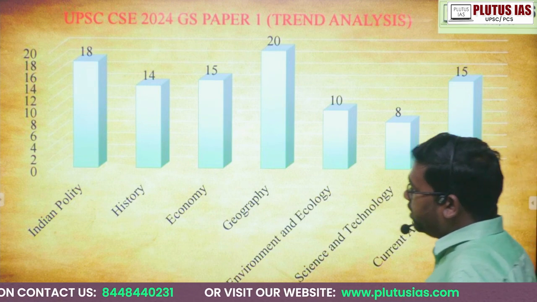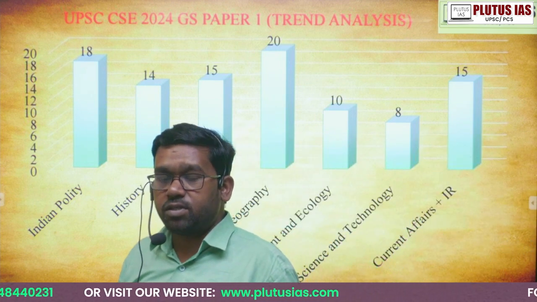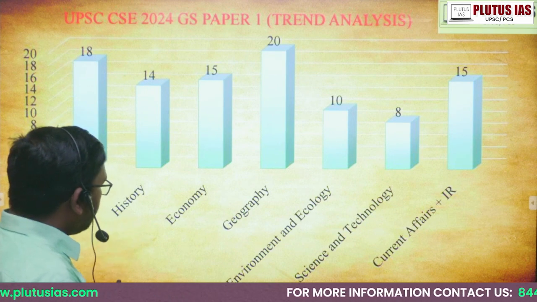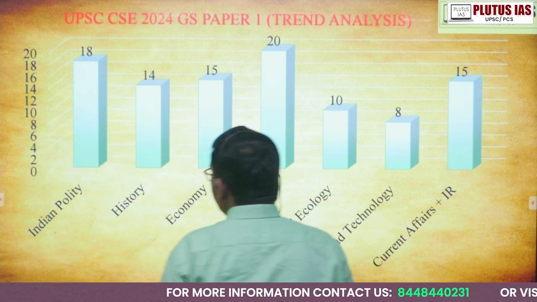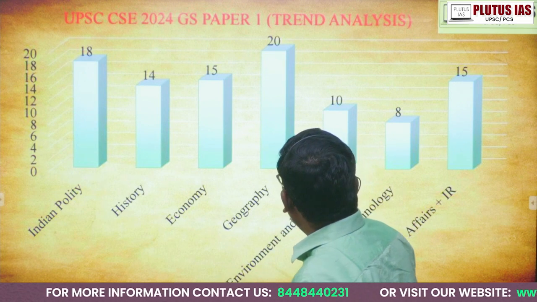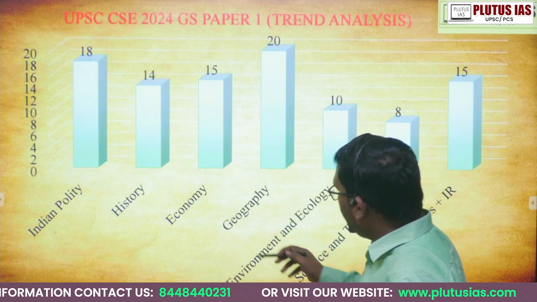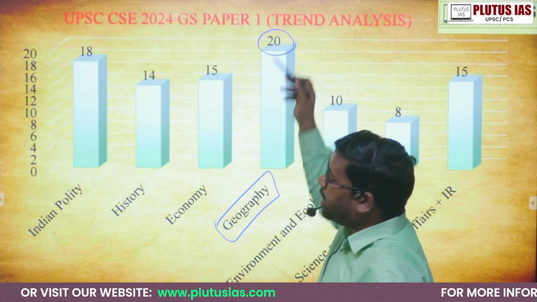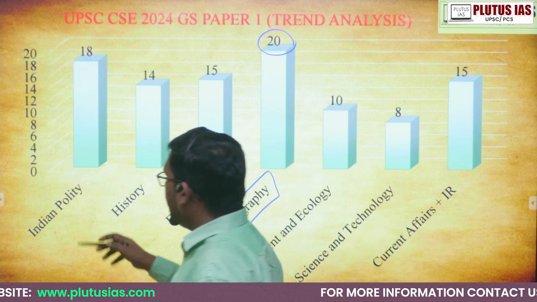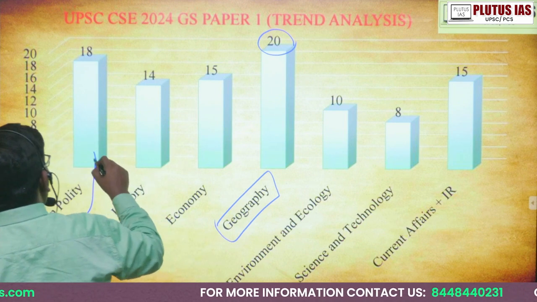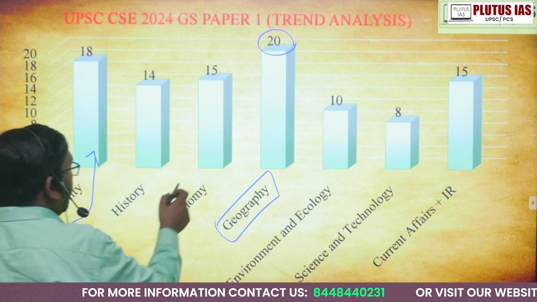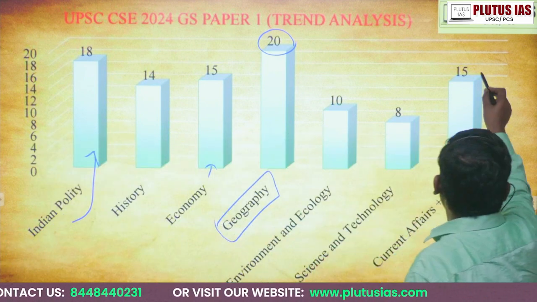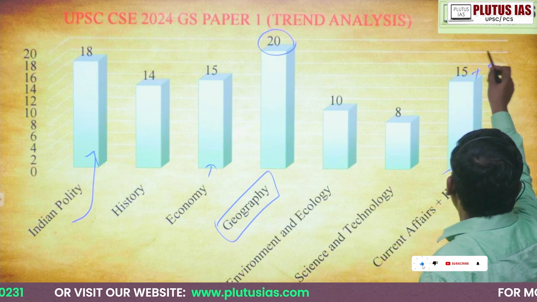You can see this one, this is basically the trend analysis of the questions that were asked yesterday in the UPSC civil service examination GS paper 1. What you are finding is that the most important topic in which questions have been asked is geography. In geography 20 questions have been asked. Apart from geography we have Indian polity, from which 18 questions have been asked. Economy has 15 questions. Current affairs has 15 plus 5.